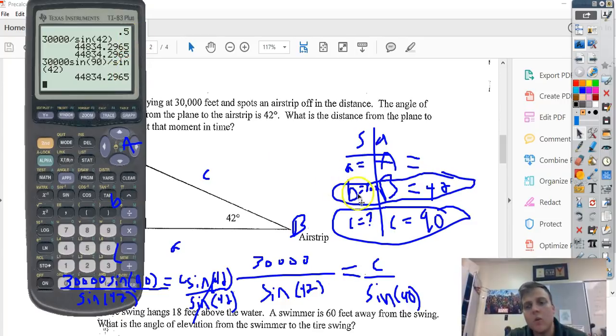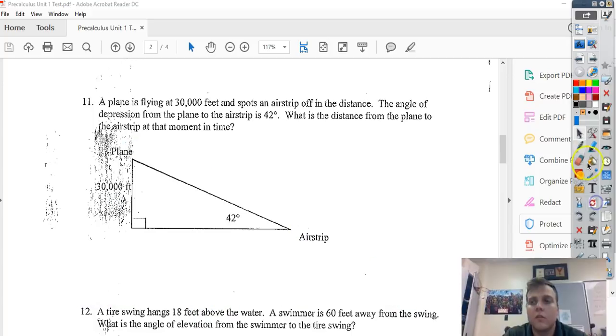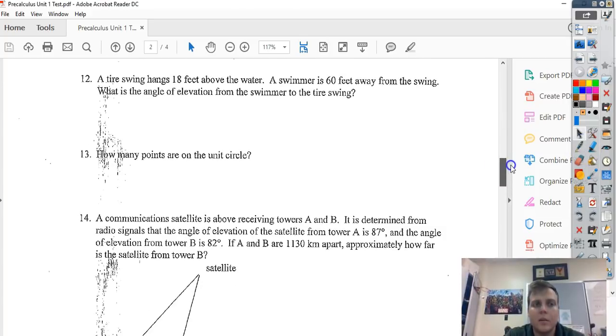Okay? So either one of these ways will work. I just want to show you both ways because I saw a lot of you guys in class doing it this way, but at the same time I wanted to show you the fact that it's a right triangle, I could still use my trig ratios. Okay, moving on. Number 12.